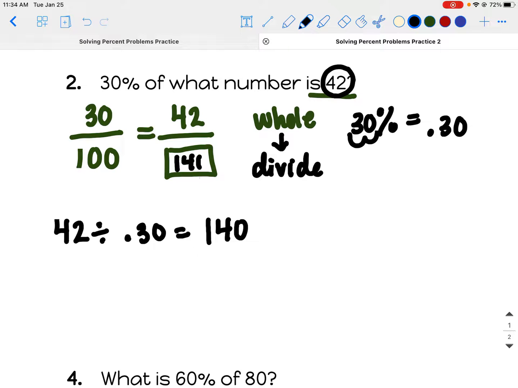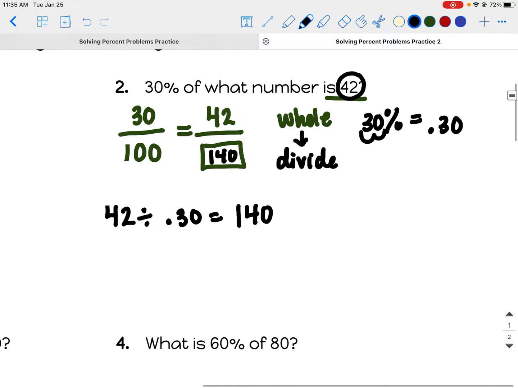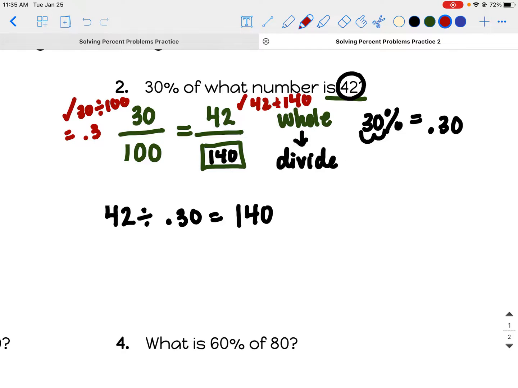Now, before we're confident with our answer, we want to double check to make sure it's true. So what's a quick way we check? We'll just check the unit rates. So over here, I'm going to do 30 divided by 100. I know that's going to give me 0.3. And then over here, I'm going to do 42 divided by 140 and make sure it gives me the same thing. And that's also 0.3. So I know I found the correct value.